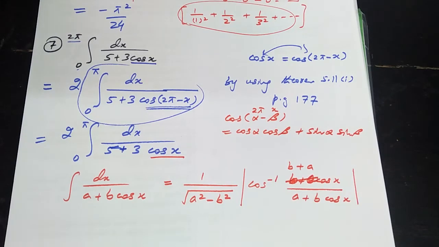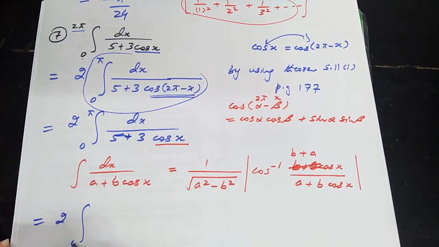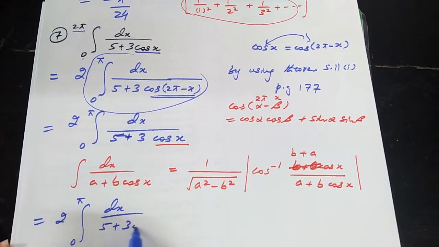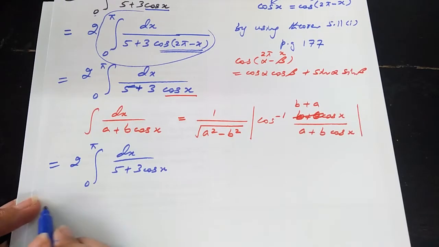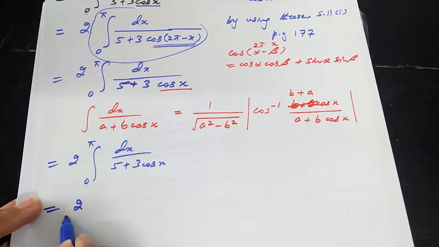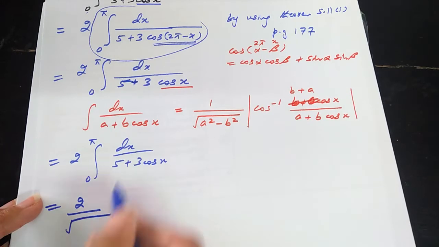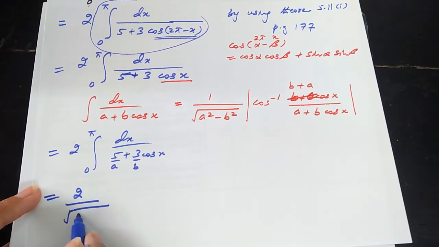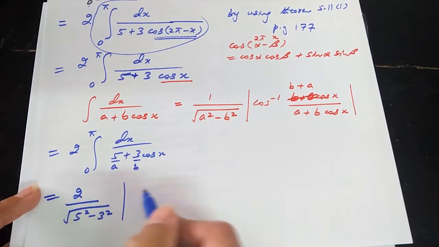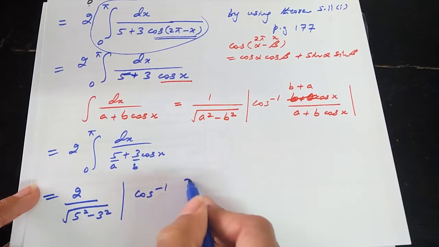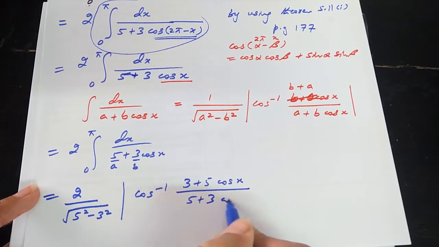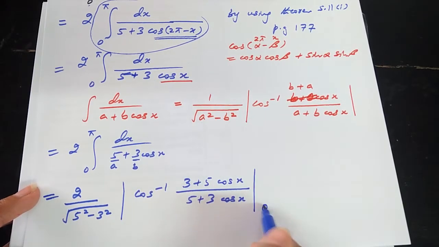You can just replace it. We'll get 2 into integral 0 to pi dx over 5 plus 3 cos of x. Now replace it with this formula, we'll get 2 over this thing, where a is 5 and b here is 3. So you get here square root of 5 square minus 3 square, absolute value of cos inverse of 3 plus 5 cos of x over 5 plus 3 cos of x, and the limits of integration are from 0 to pi.